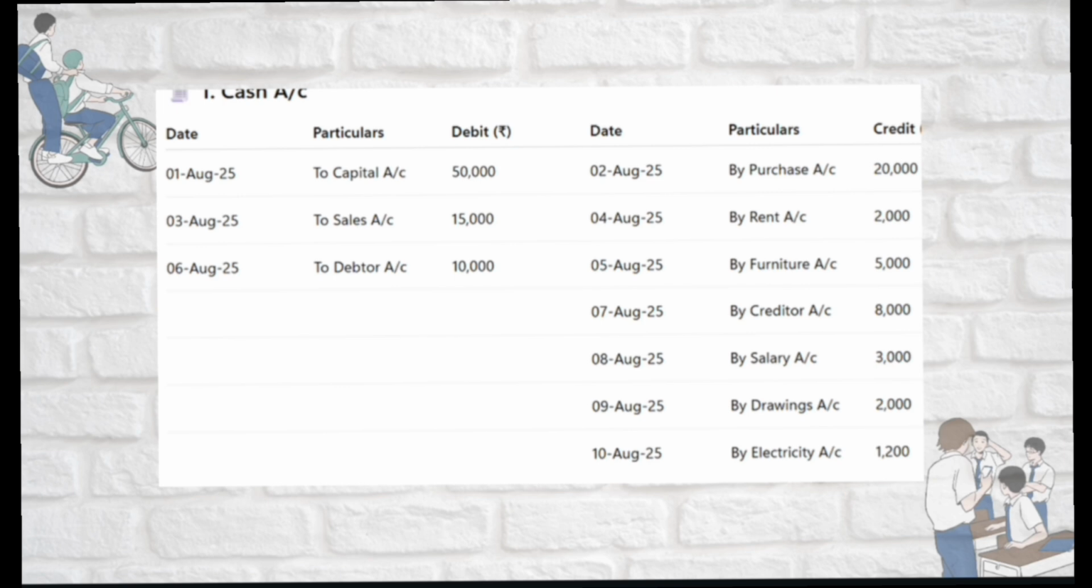And 8,000 is paid to the creditor on August 7th. We can write it in the creditor account, by creditor account. Similarly, 3,000 salary paid on August 8th can be written as by salary account. And rupees 2,000 withdrawn by the owner on August 9th. Finally, rupees 1,200 electricity paid on August 10th. So it will also come on the credit side, that is by electricity account.